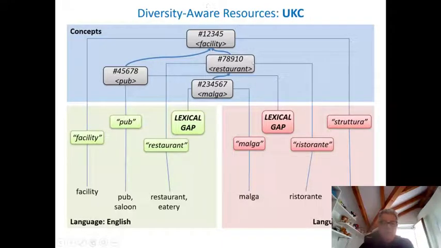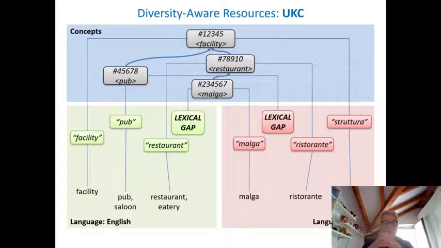While we both have a notion of facility, and they both have a notion of restaurant. Why? Because we all, both Italians and Brits, go out for dinner, and sometimes you do that for friends. So you see, here the unity is the diversity. The unity is in whatever is common, restaurants, the diversity in the fact that different cultures just use different words.